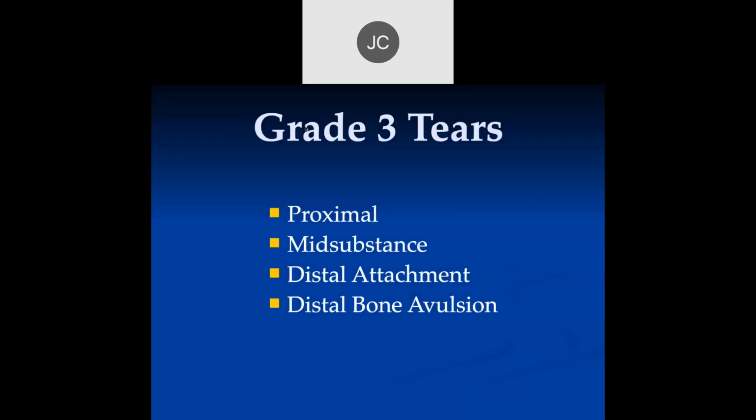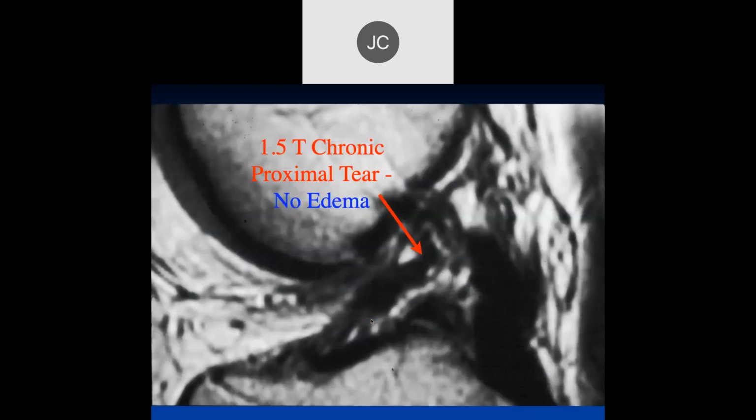Okay, so let's talk about grade 3 tears of the ACL. It can be proximal, mid-substance, distal. You can also get distal bony avulsions. And so here, if you are familiar with the ACL, PCL, this is a chronic ACL. We can see that instead of going up to its attachment on the femur, it's inferiorly displaced here. It's coming over and attaching to the PCL.